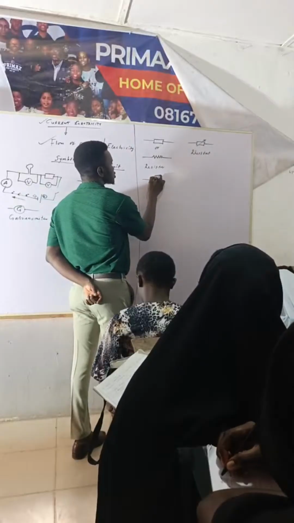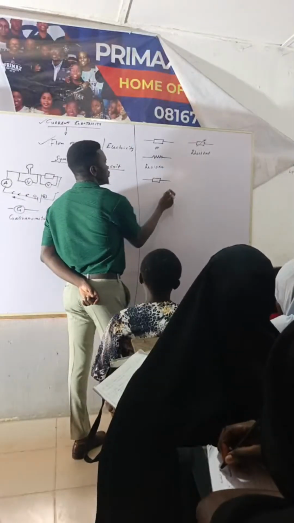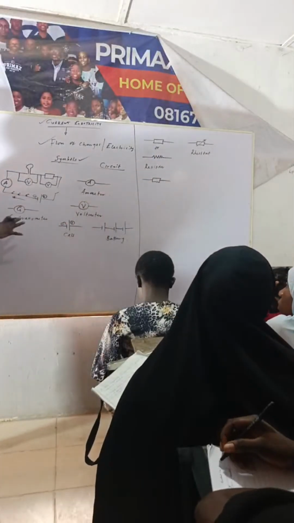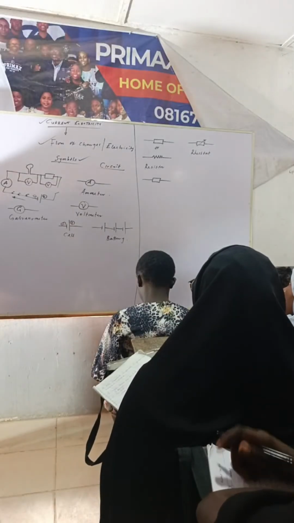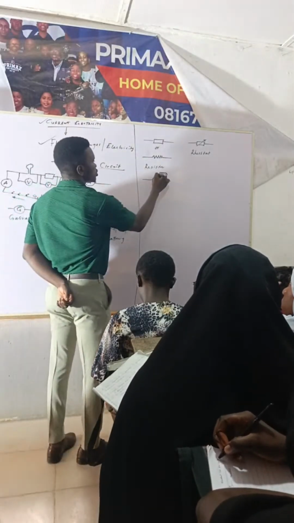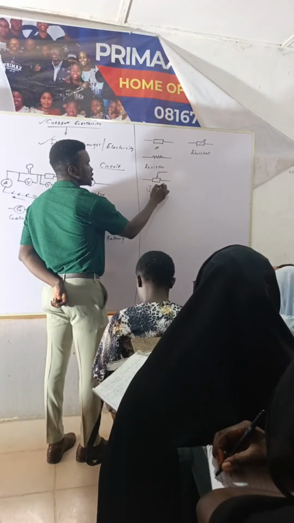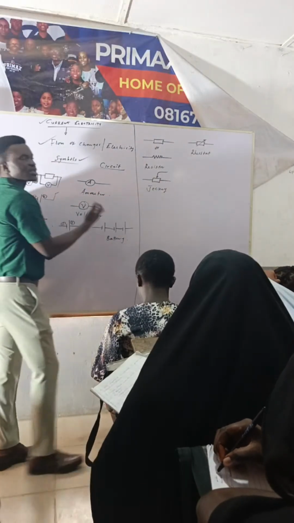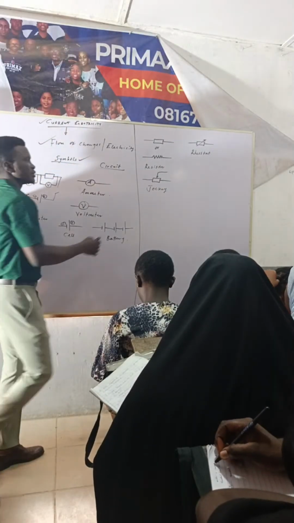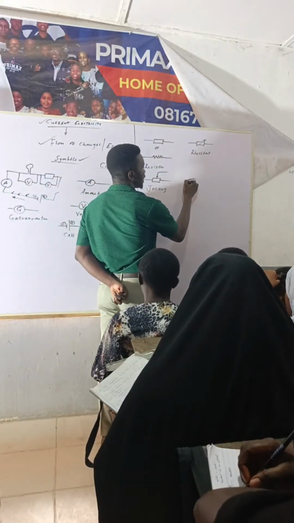Then we have something that looks like this too. If you are seeing all of these components in a circuit, you should know what they are saying. That's what that part is talking about. So if you have something like this, it is called a jockey. All of these are important in current electricity.